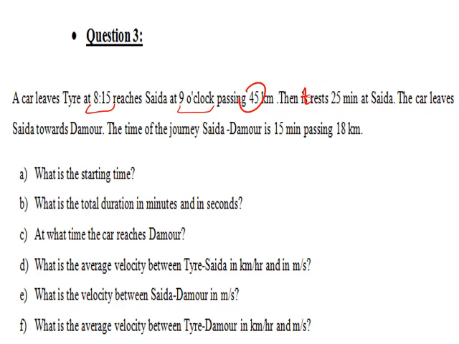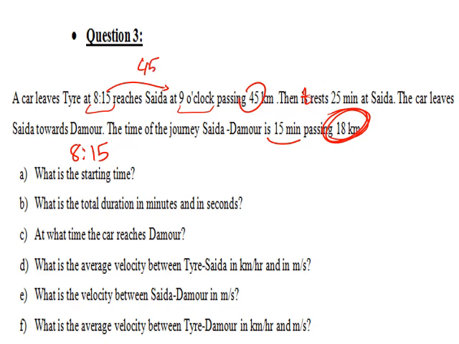The car leaves Saida towards Damour. The time of the journey Saida to Damour is 15 minutes, covering a distance of 18 kilometers. What is the starting time here? When did we start? At 8:15. So we start at 8:15. What is the total duration in minutes and in seconds? Total duration. First, we have 8:15 to 9 o'clock.